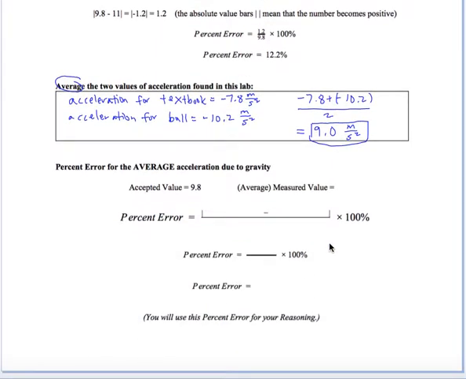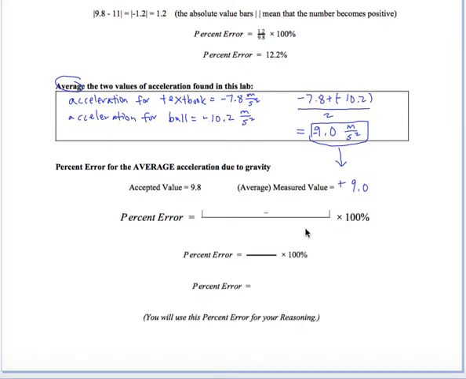So now we're going to find the percent error for the average acceleration due to gravity. This was a negative 9. The accepted value from our class is negative 9.8 meters per second squared. But we're just going to call it positive 9.8 to make our numbers a little bit easier. So for our measured value, I'm going to take the one I got up here, but make it positive 9.0 meters per second squared.